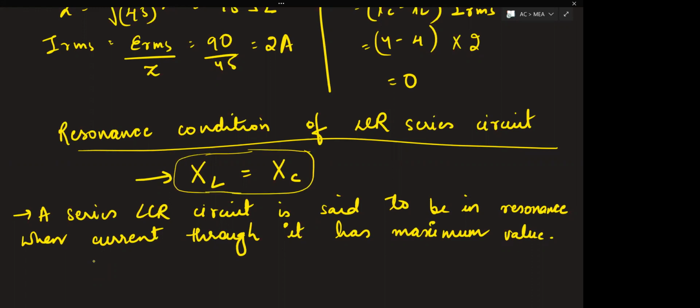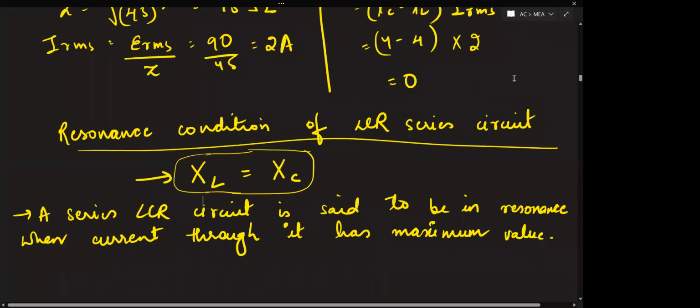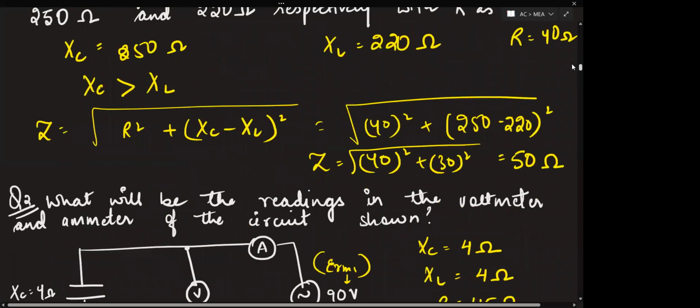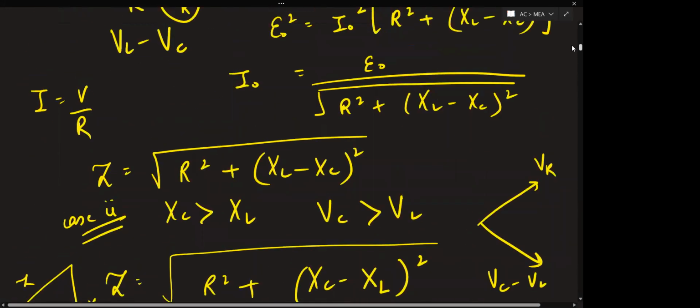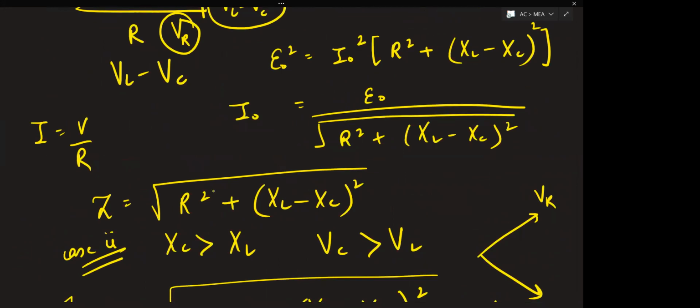XL is equal to XC. Now, what other changes will come in the derivation that we were doing? See, I naught was equal to what? E naught divided by this whole term. So I naught was equal to E naught divided by this whole term.